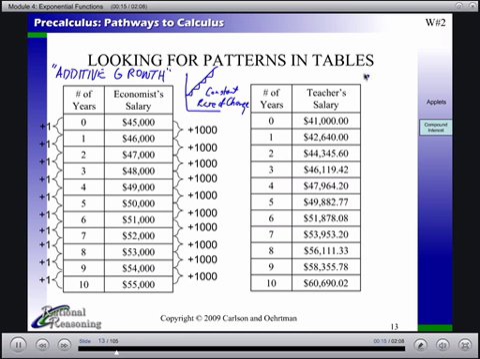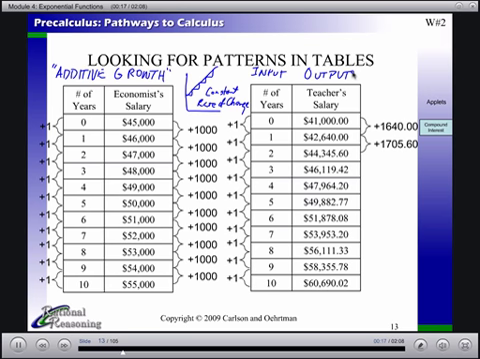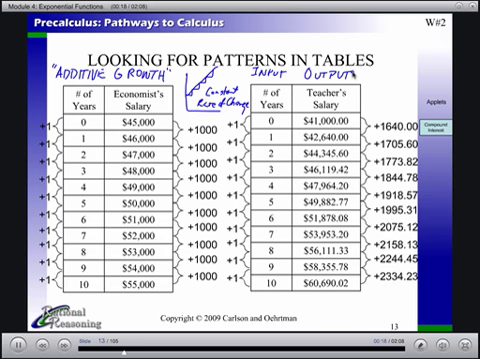So what about here? What's the input and output for the teacher? Same thing. Input is number of years, and the output is salary. So the first year, the increase is 1640. Second year, the increase is 1705. Is this additive growth? It's not, because the amount that you add each year is going up. The amount additionally made is increasing itself. So it's not additive growth because the amount that you would have to add each year increases each year.